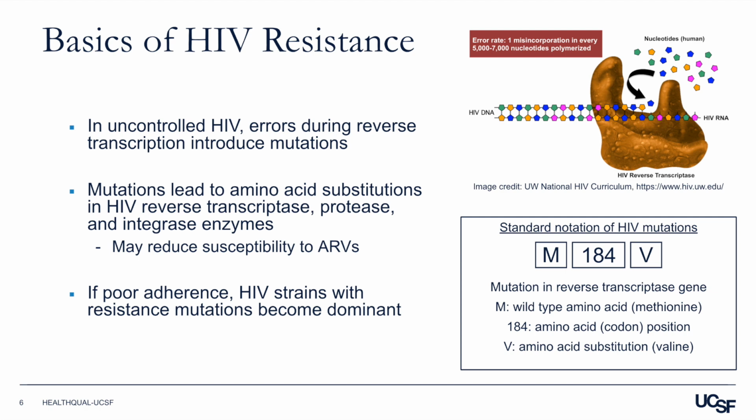This is a mutation that occurs in the reverse transcriptase gene. The M refers to an amino acid, methionine, that's part of the peptide chain that makes up the reverse transcriptase. And the 184 is the amino acid or the codon position in that sequence. When you have a mutation in that codon, it often goes from an M to a V, which is a valine amino acid. So you have an amino acid substitution, which becomes clinically relevant because that reduces the effectiveness of many of our drugs that target reverse transcriptase.